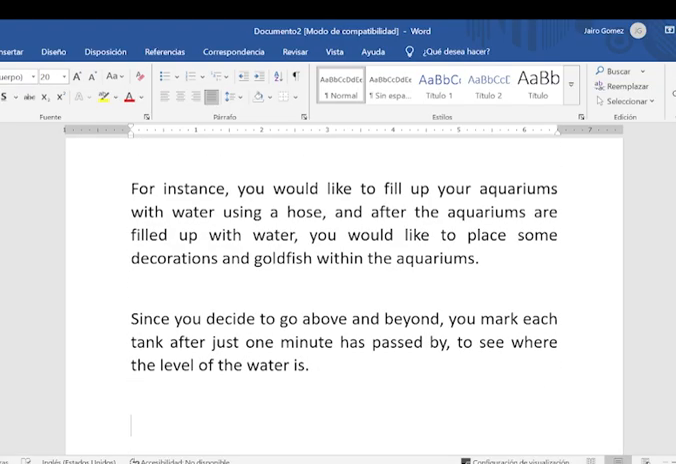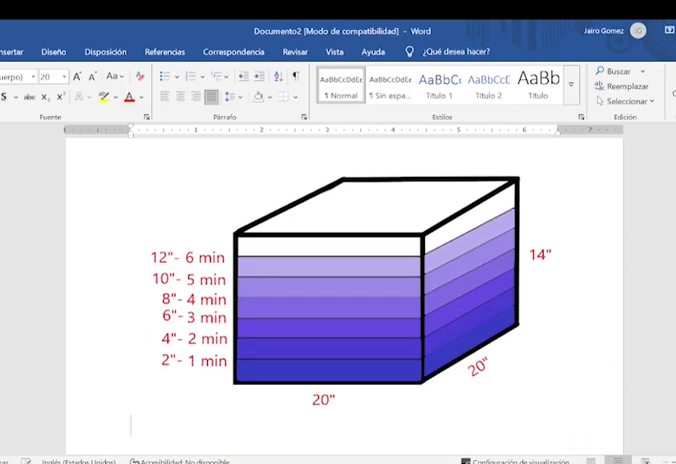So for the rectangular tank, which is the first one we'll start with, when you did this exercise, your rectangular tank had the following dimensions. This is what you found. Your rectangular tank, which had a length of 20 inches, width of 20 inches, and a height of 14 inches, after 1 minute, was at 2 inches in height from the base up to here.